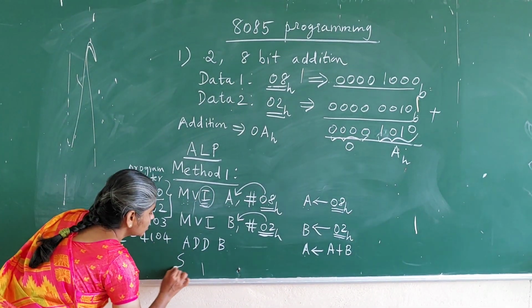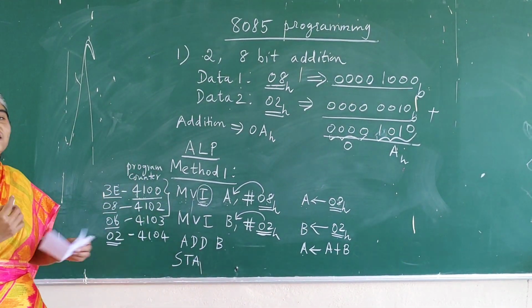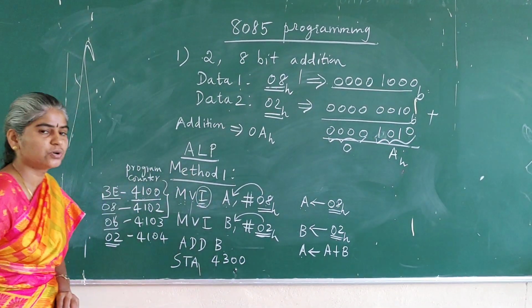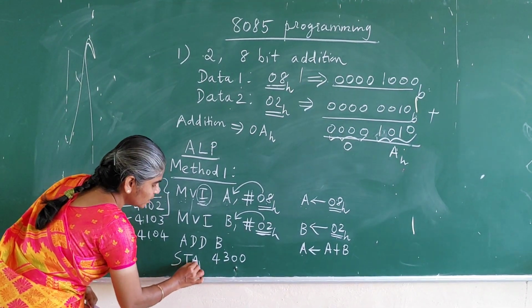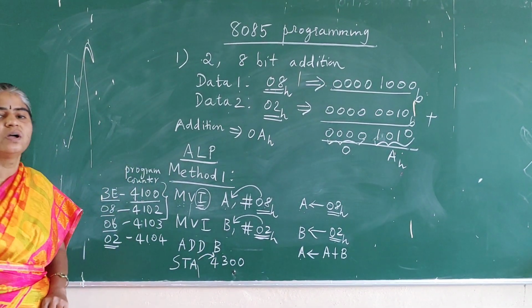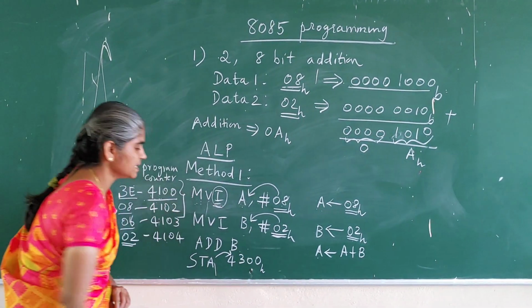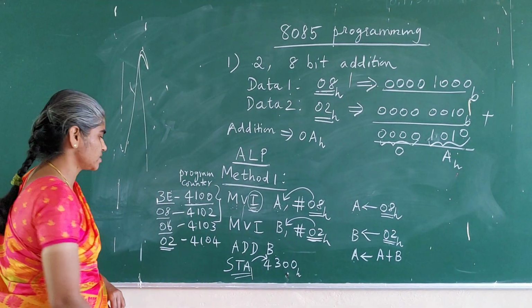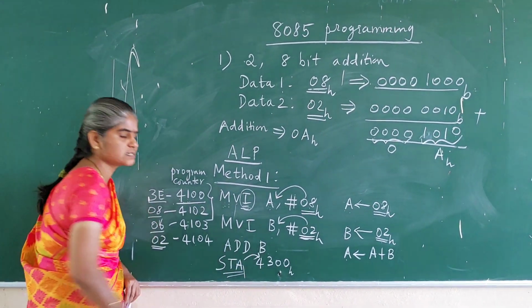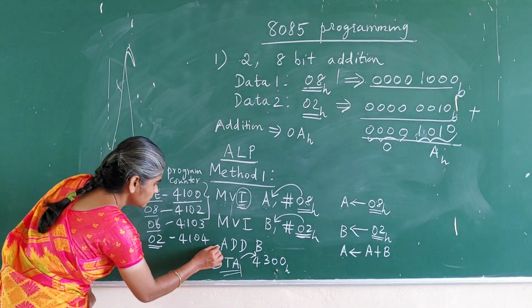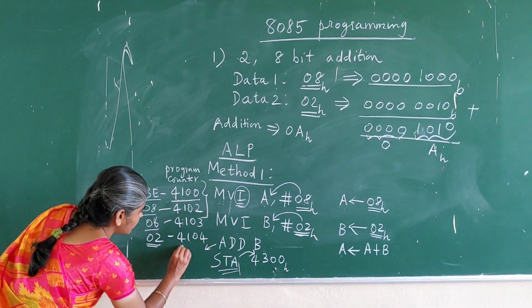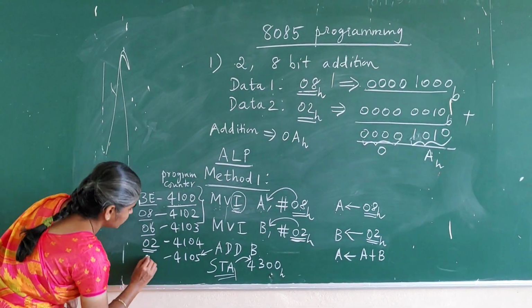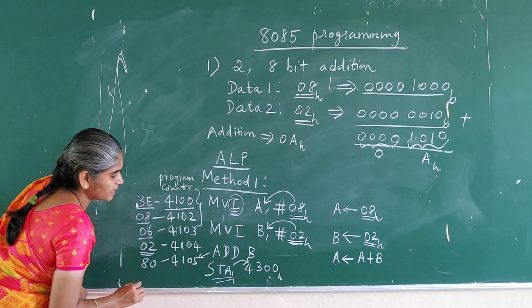Now you want to store this result in a particular address. At that time we just take STA 4300. Here STA means store the accumulator value in the 4300 address. This address is called the output address. This STA instruction is a 3-byte instruction, whereas this ADD B instruction is a 1-byte instruction. So this ADD B instruction is used to store the opcode 80 in the 4105 address.